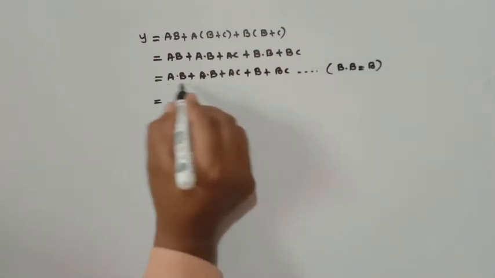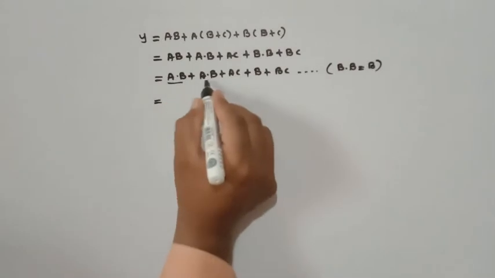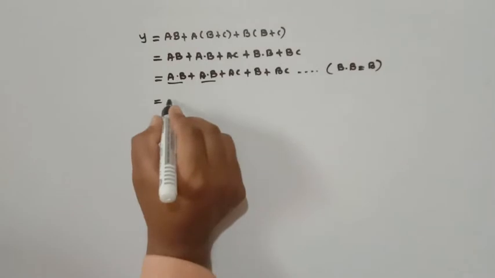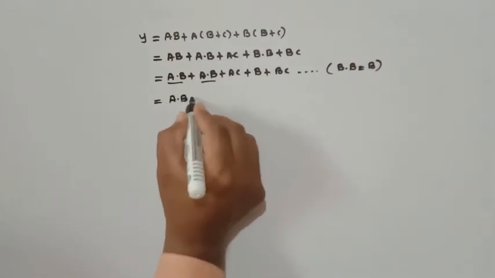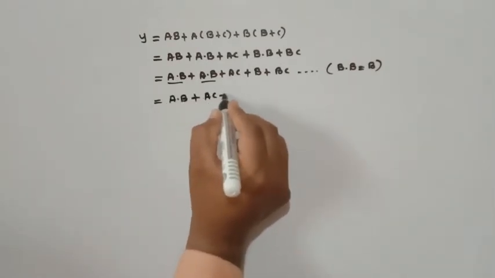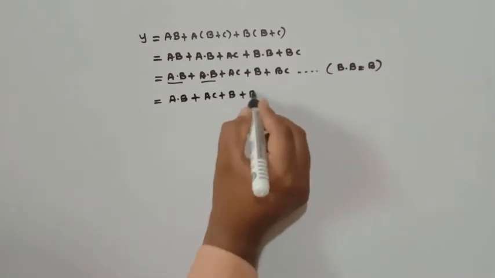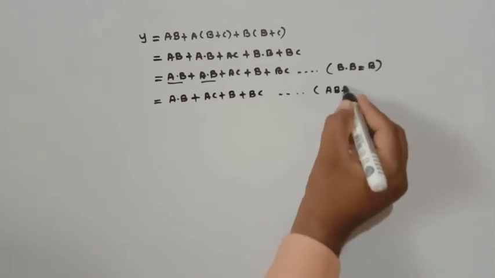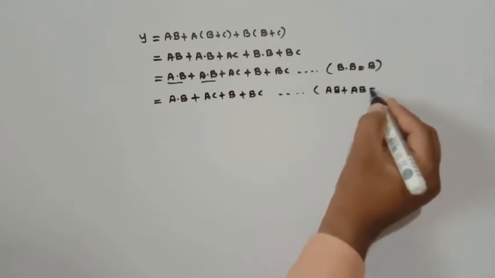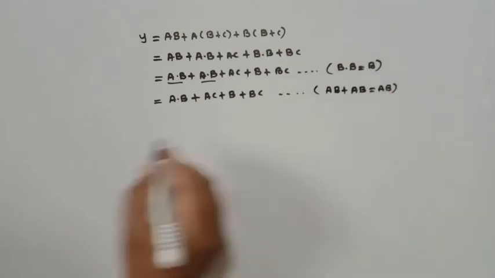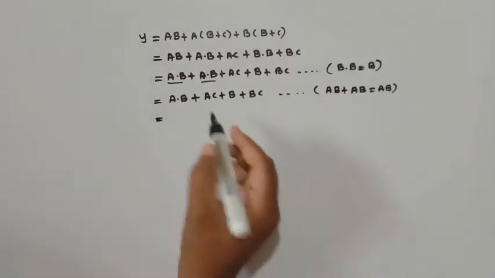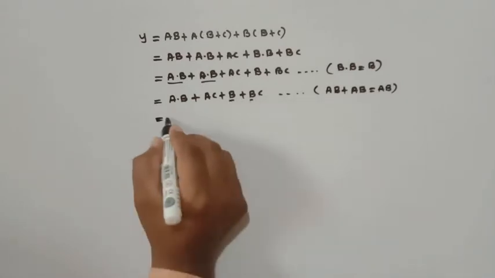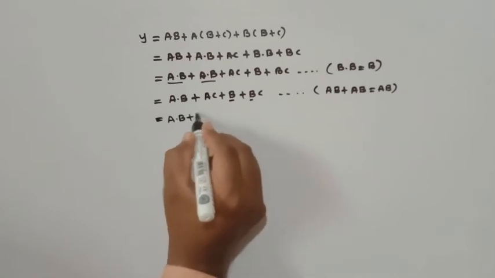Again we identify that the equation contains two common terms, a.b + a.b. So we take the single term here: a.b + ac + b + bc. We represent ab + ab = ab, which is nothing but the OR law. Again we focus on the equation and identify that the terms contain a common b.